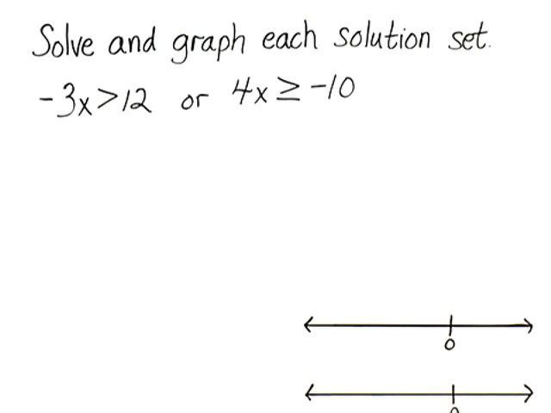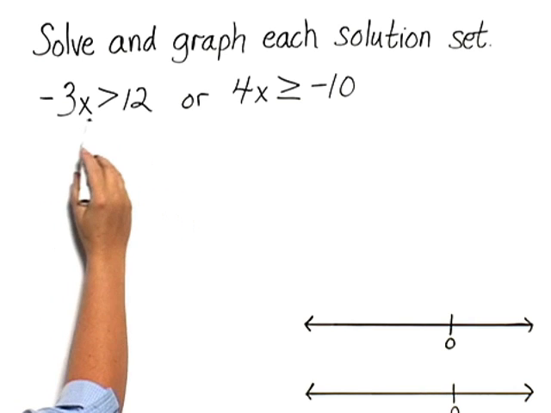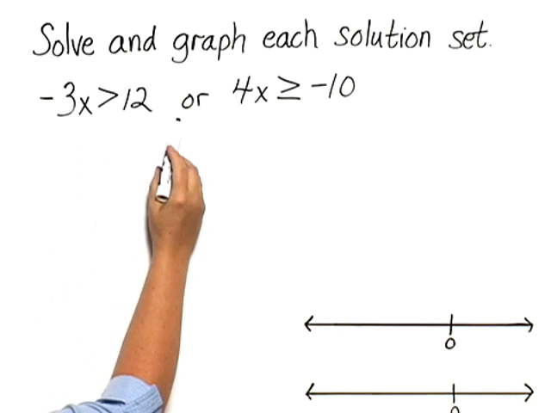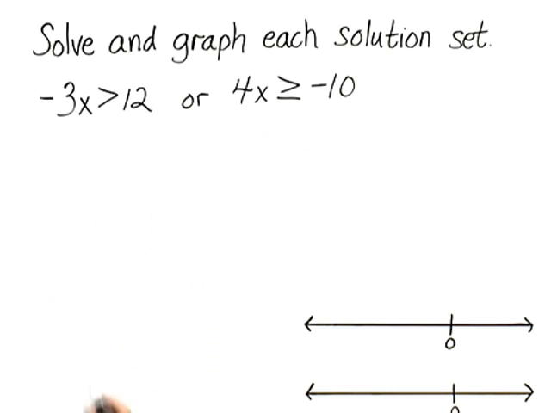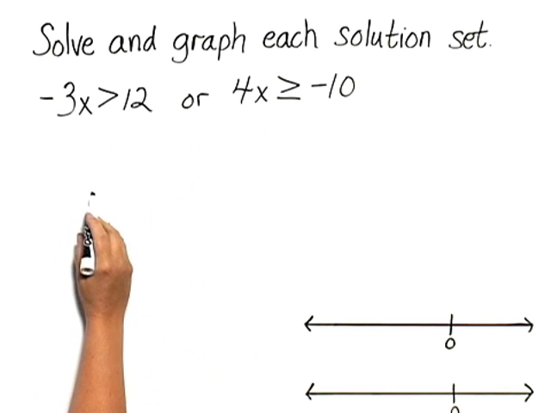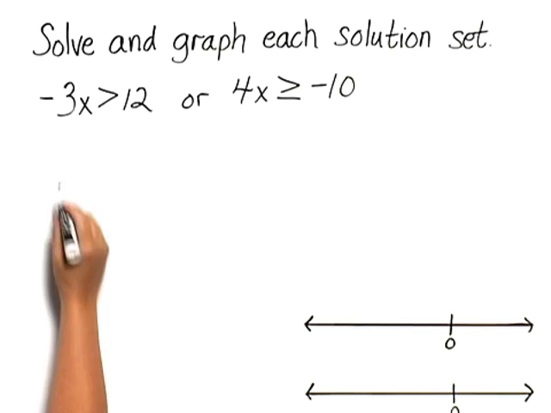Solve and graph each solution set. We have the inequality negative 3x is greater than 12 or 4x is greater than negative 10. Let's solve each part separately, and then we'll look to see what the solution of the compound inequality would be.